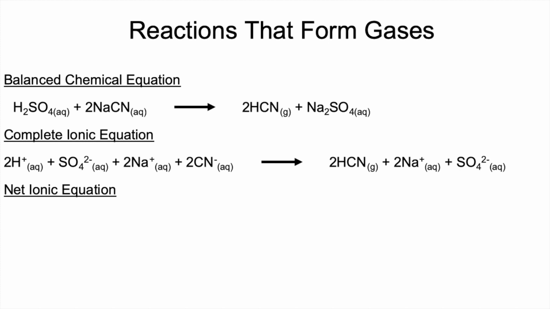To write the net ionic equation, we should notice that sulfate and sodium are the same on both sides of the reaction. So our net ionic equation is the hydrogen ion reacting with the cyanide ion to form hydrogen cyanide gas.